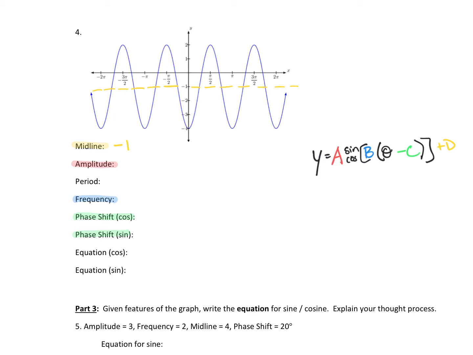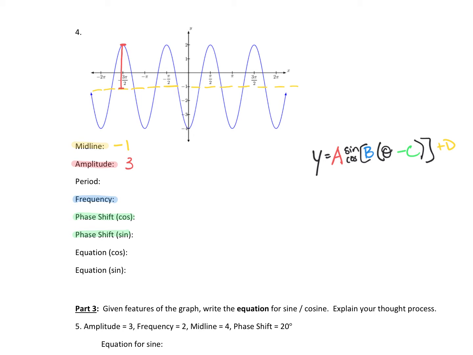Next, we'll take a look at our amplitude. This is the distance from the midline to the very top of the graph, or midline to the very bottom. So if we take a look from the midline to the very top, I can see that that is a distance of 3. Saying we're going to have an amplitude of 3, or there's a stretch of 3.